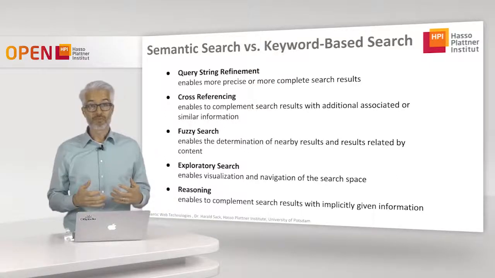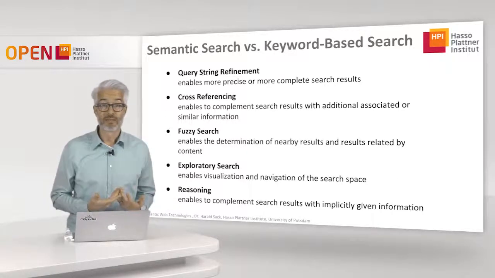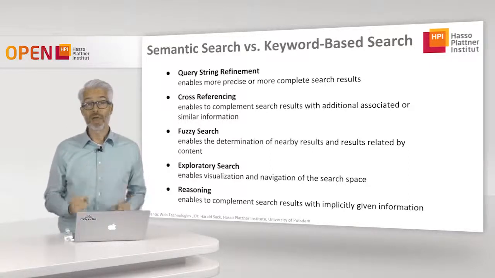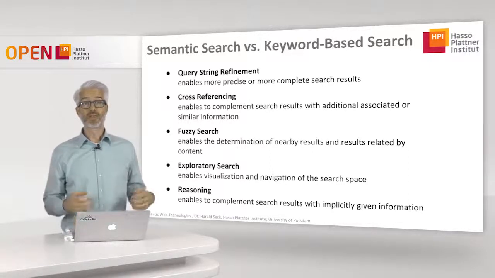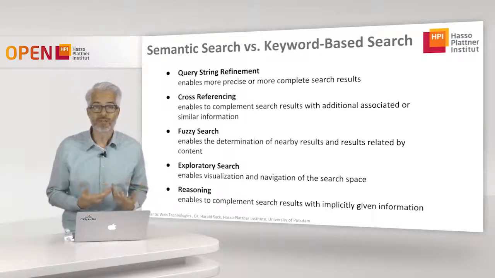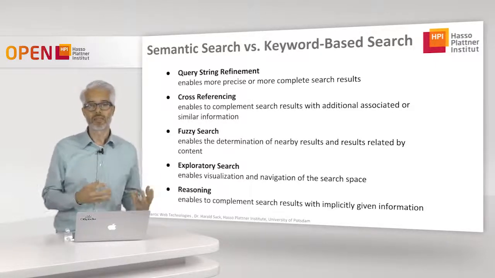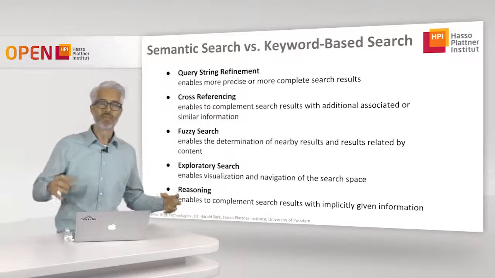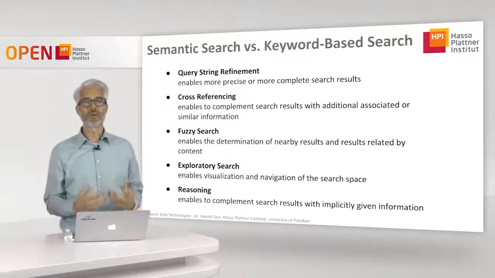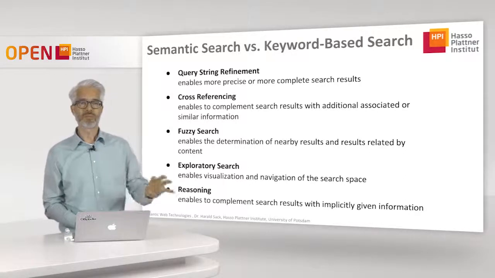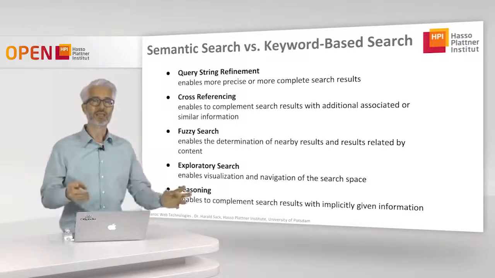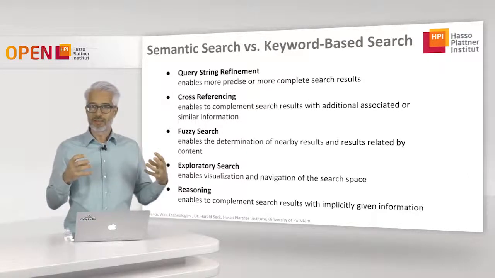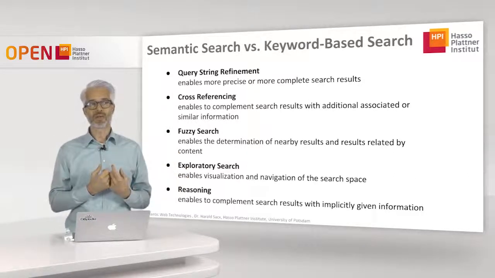Another thing I could do is, for example, cross-referencing. So with relations and cross-references among my entities in the knowledge base, this would enable me to complement my search results with additional associated or similar information. So this would be something interesting to get more results, to get more complete results, simply based on information that can be taken from my knowledge base.